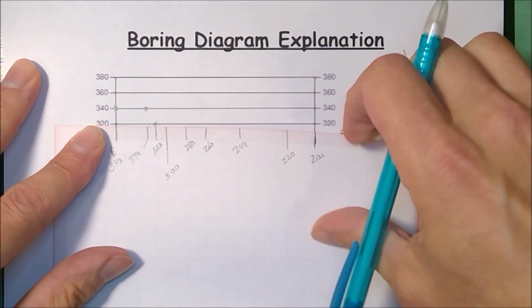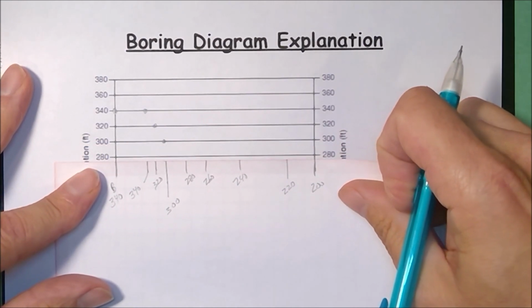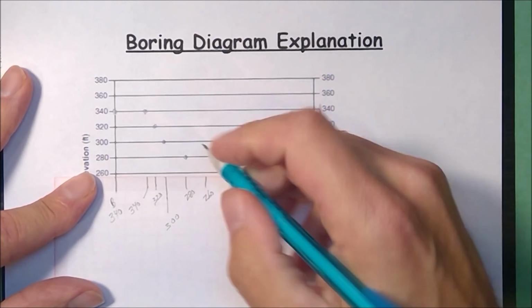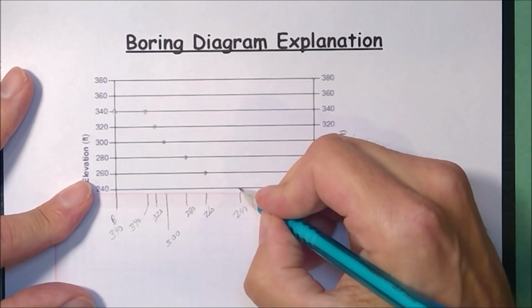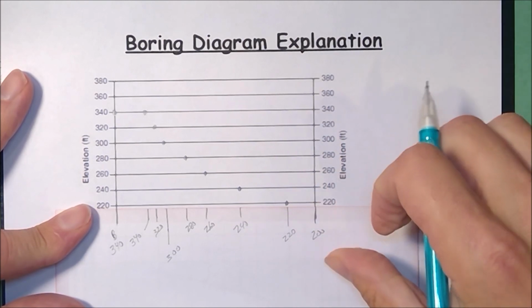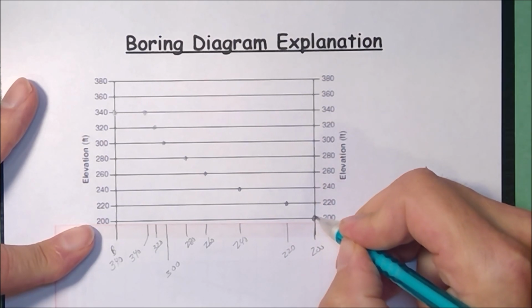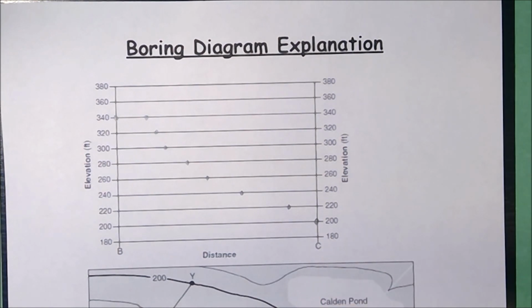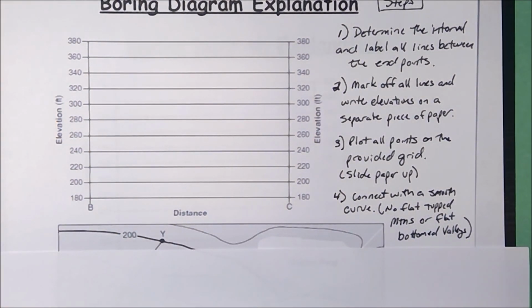Then I've got 320, 300. We're going downhill. 280, 260, 240, 220. And then my final point, point C, is going to be right at 200. So we went from B to C. We started at 340. We went downhill to 220. Our last thing is we have to take those points and connect them with a smooth curve.